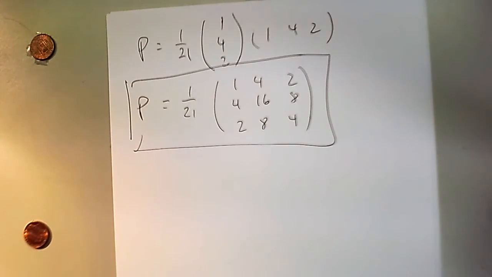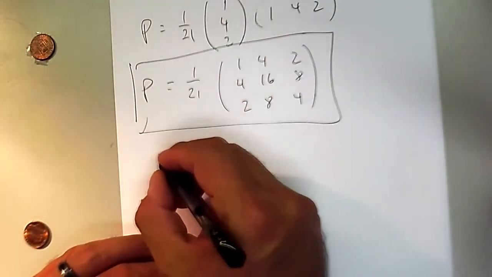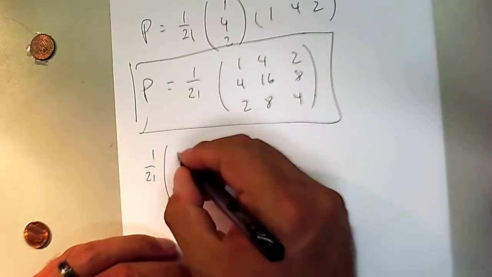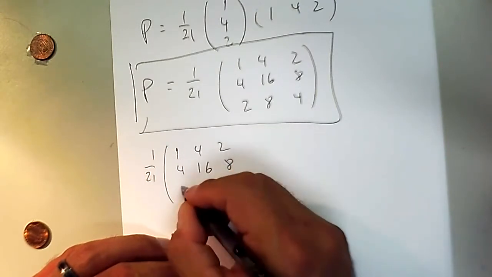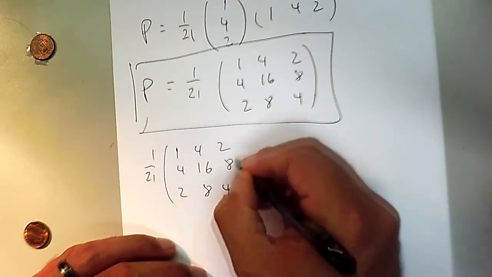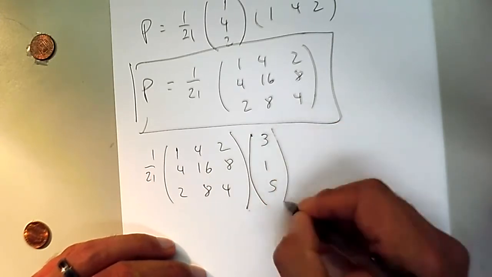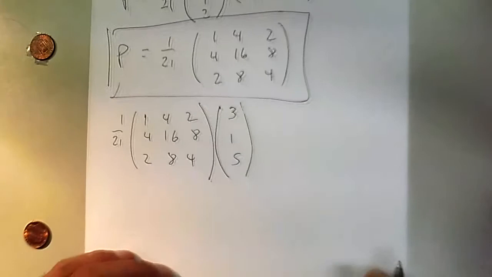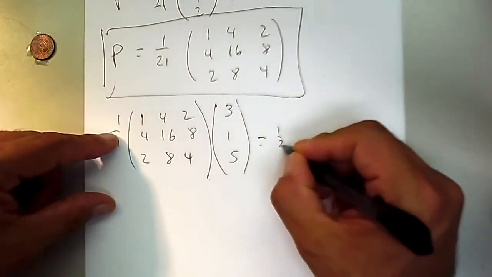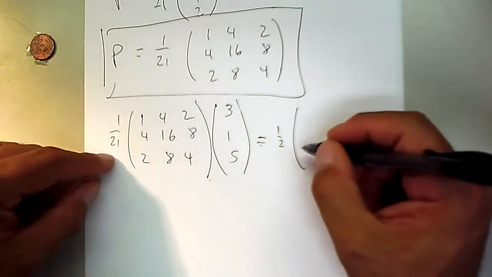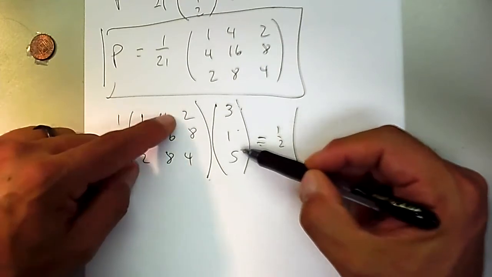Okay, so let's project the point. So 1 over 21 times 1, 4, 2, 4, 16, 8, 2, 8, 4. Let's project the point 3, 1, 5 and see where on the line it will be when we project. So keep the 1 over 21 there, and we're going to multiply that last. So that's 3, 17.